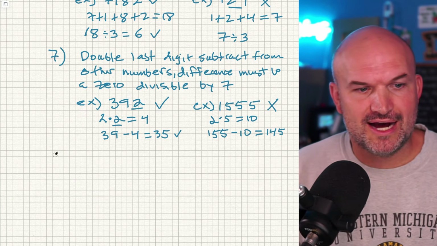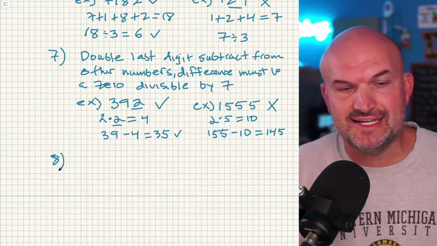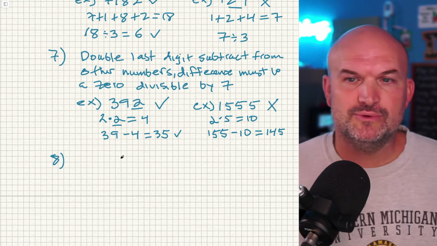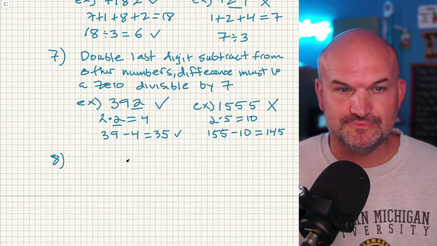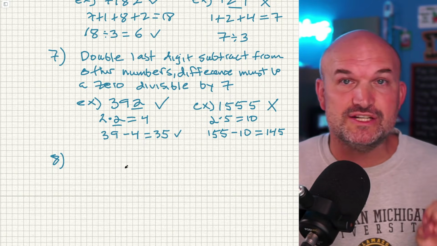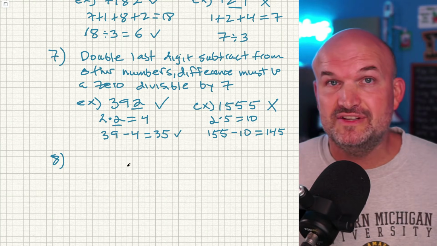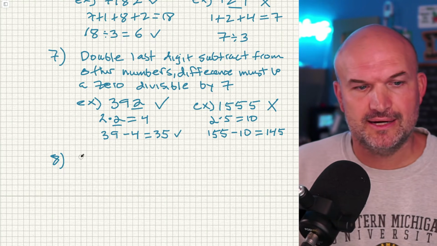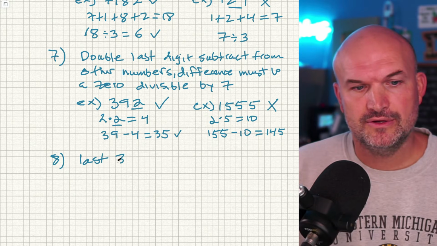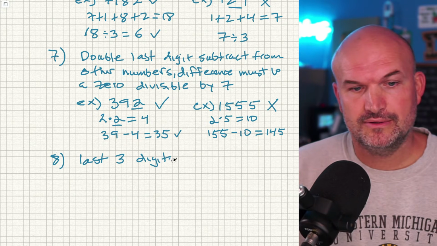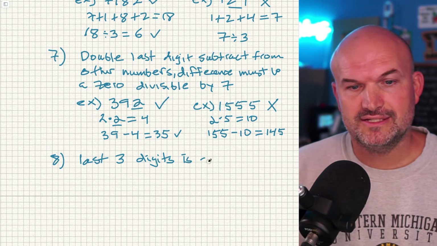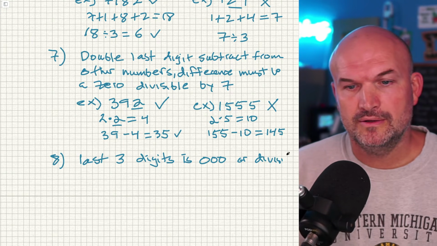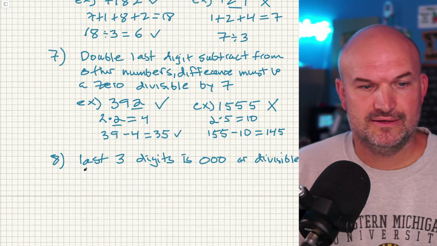All right, now let's work on the number 8. The number 8 is very similar to what we did with the 4. All we're simply going to do is look at the last 3 digits. If we have 0, 0, 0, or that number is divisible by 8, then we can determine its divisibility. So the last 3 digits are 0, 0, 0, or divisible by 8.